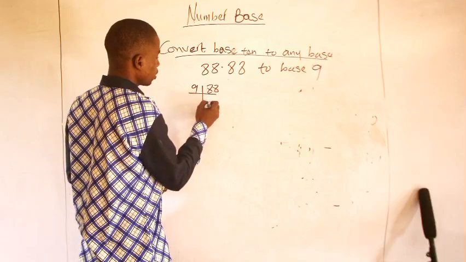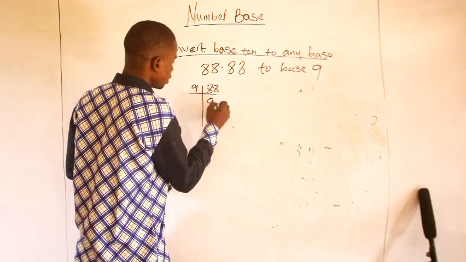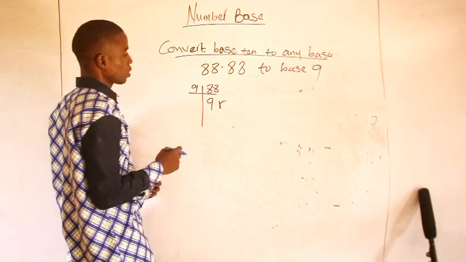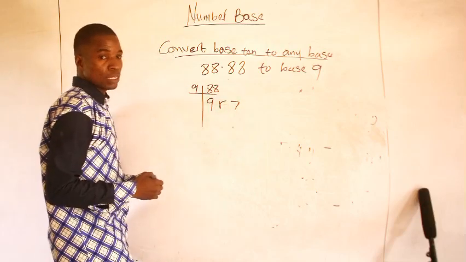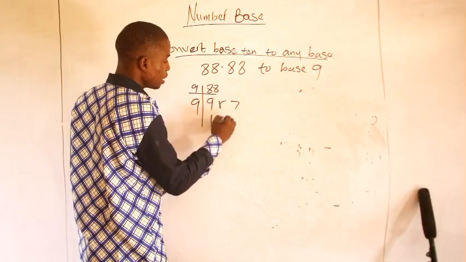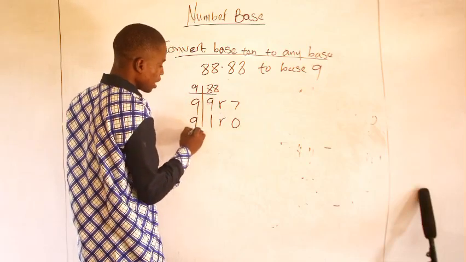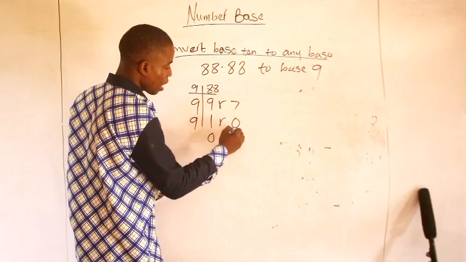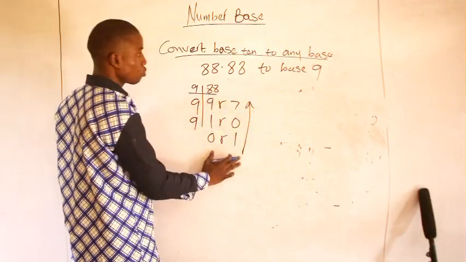What? 9. 9 remainder 7. Now, next one. 9 divided by 9. 1 remainder what? 0. 9 divided by 1. 0 remainder 1. You have got this one.